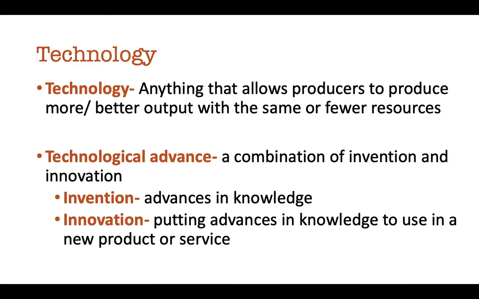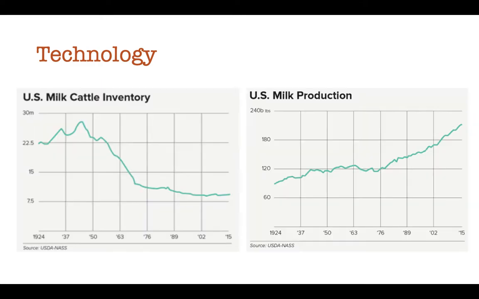So technology has emerged all around us, even when we mean cool techie stuff or just new ways of producing things. So I have a great example here of some technological changes here in the US. On the left here, I have a graph of the US milk cattle inventory. So dairy farmers, this is how many cows they keep around throughout the United States. You can see since the early 1900s to the more recent years, we have fewer cows.